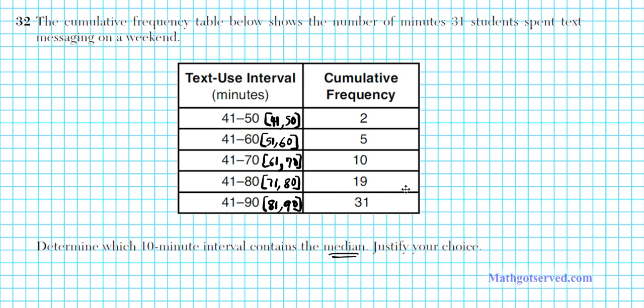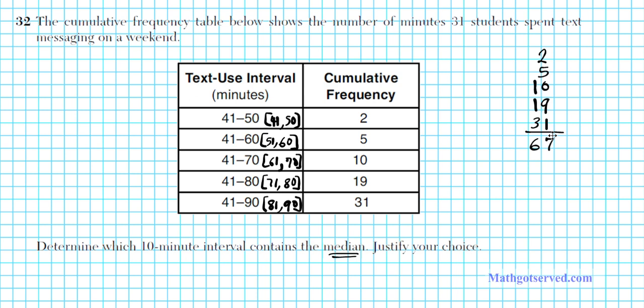Okay, so let's go ahead and simply add all of this together. We're going to add 2, 5, 10, 19, 31. If you add that with your calculator, you end up with 67.